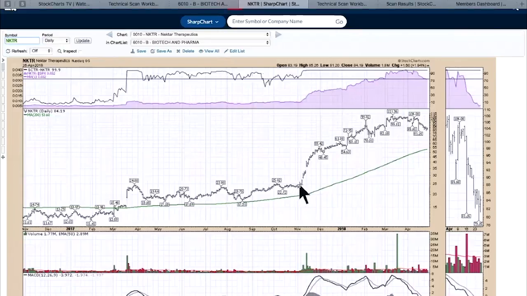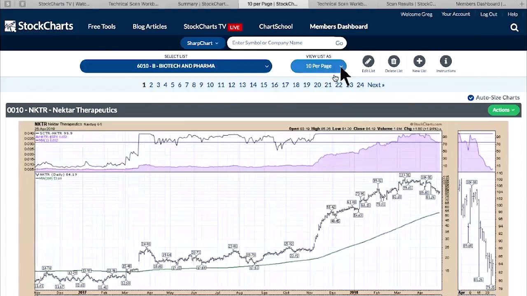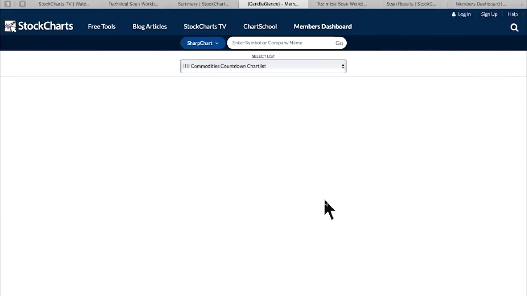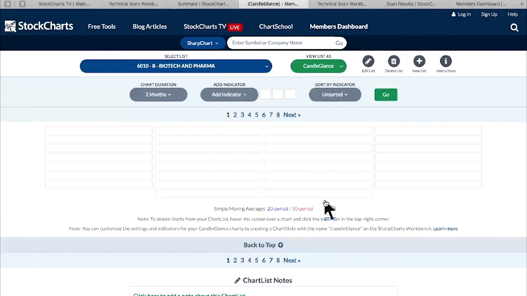So we want to try and find moves like that. The easiest way, you could either go into candle glance view by using this drop down menu, and it would show you the most recent moves, or you could just do 10 per page. Now, as an example, my candle glance view right now is set up like this.